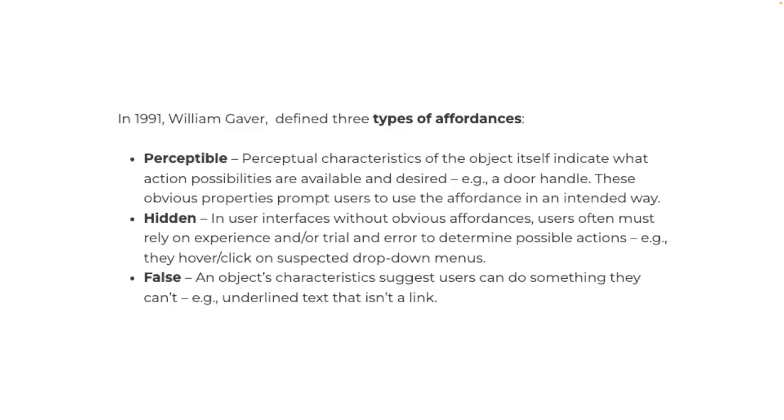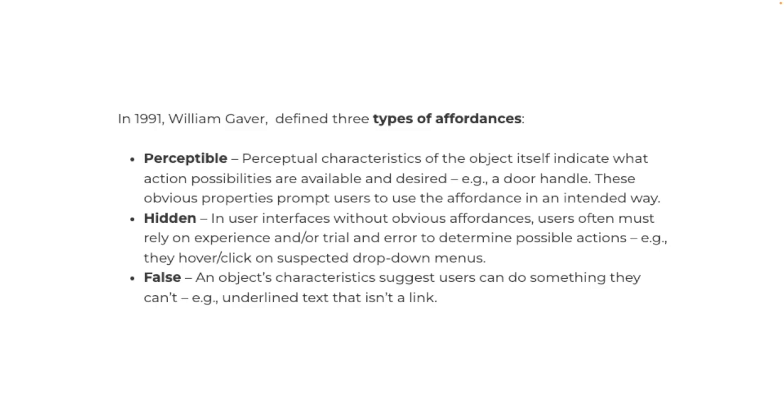In 1991, William Gaver defined 3 types of affordances. There's perceptible, hidden, and false. Perceptual characteristics of an object indicate what it can do ultimately. So that's the door handle. Hidden, so things that don't have obvious affordances. So the example here is when you hover over a drop-down menu on a computer and the mouse pointer changes, so you can see that's clickable, that's not clickable.